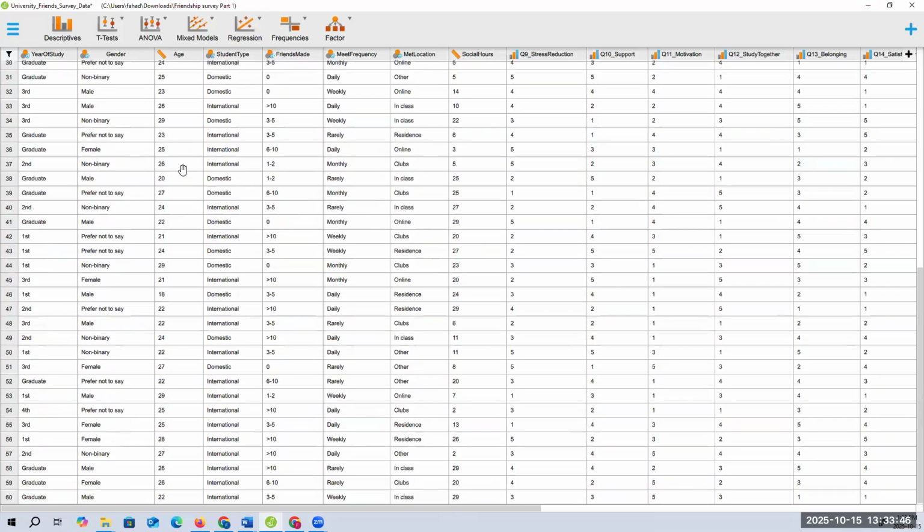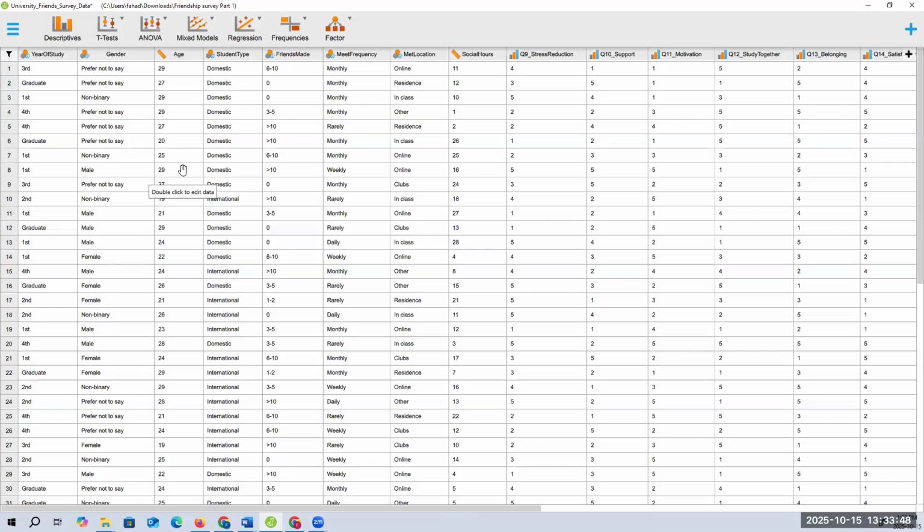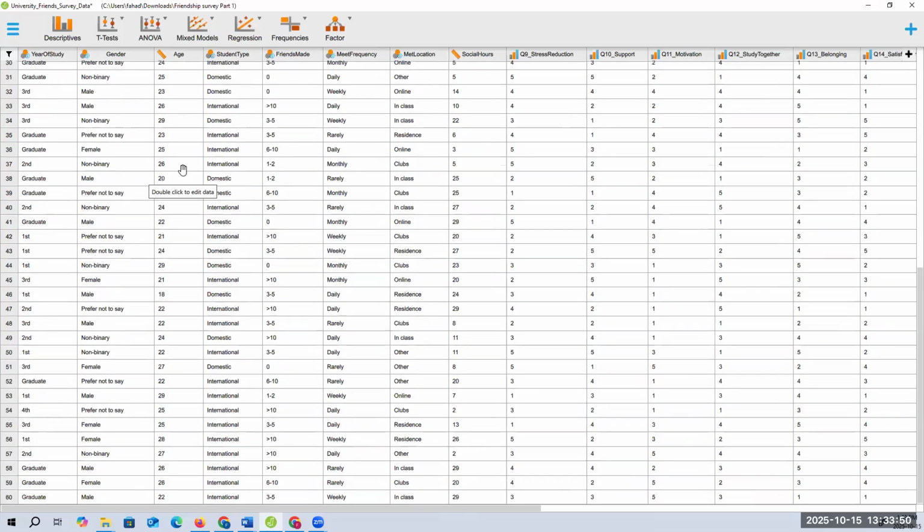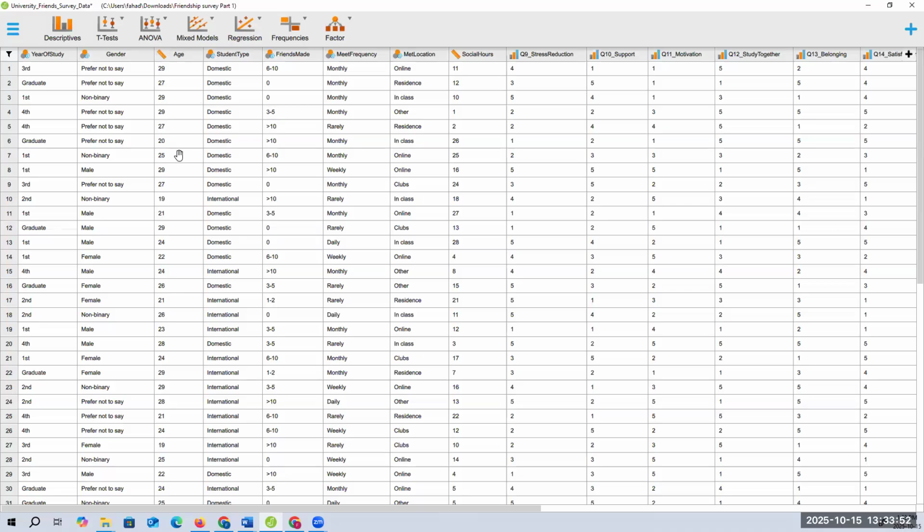So now you have the age. Based on the age, I can see that the age range is between 18 and 29, and the mean is probably going to be 22. You have a mix of international and domestic students, and friends made. You can see some students have made more than 10 friends. And how many times they meet? Meet frequency varies from monthly to weekly. So each variable is related to a question.